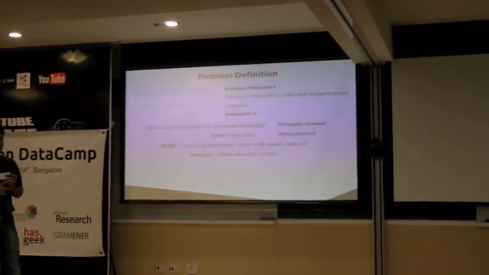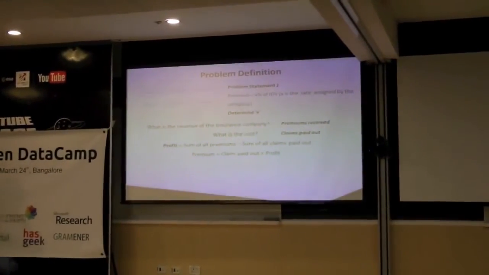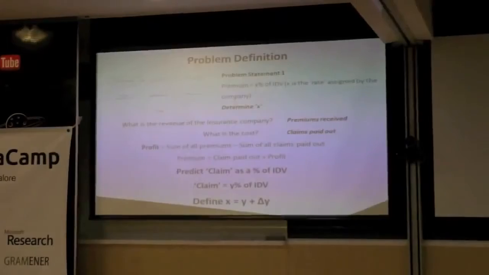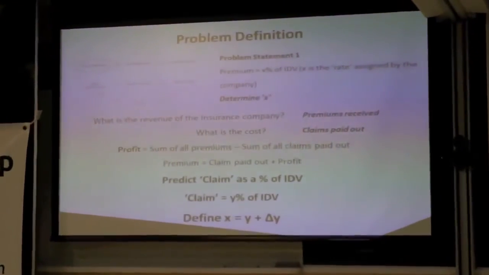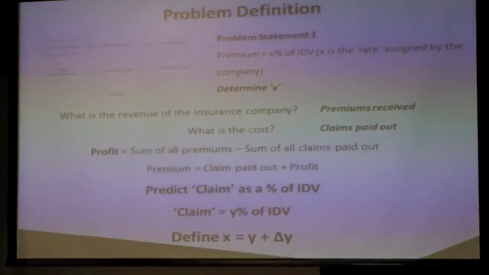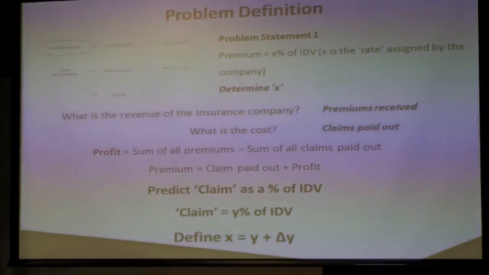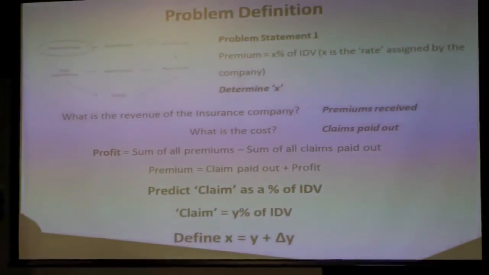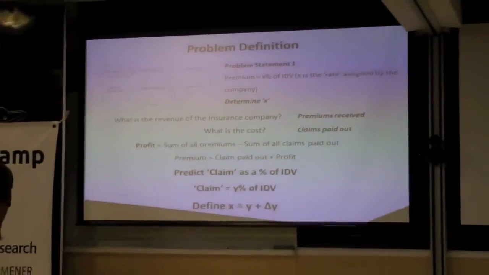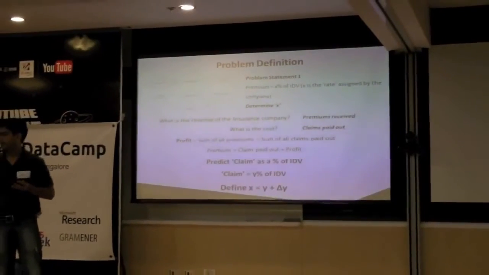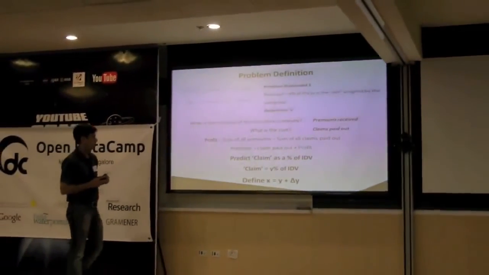Right? So essentially what is it that the company is trying to do? They are trying to predict. So in terms of the analytical approach, what we are doing is we are predicting the claim as a percentage of IDV. So if a car is insured for 100, what percentage of that is the expected claim, is what you expect to pay out.